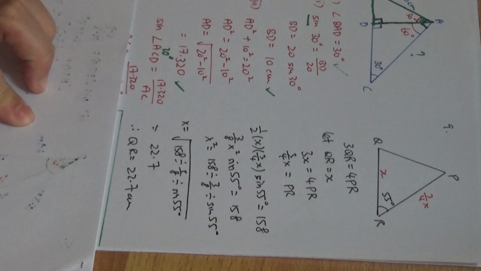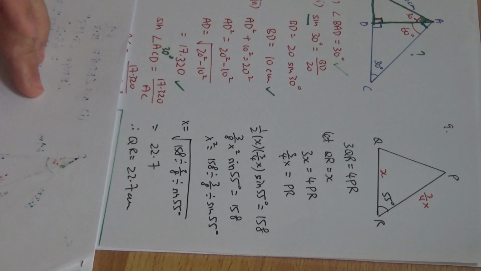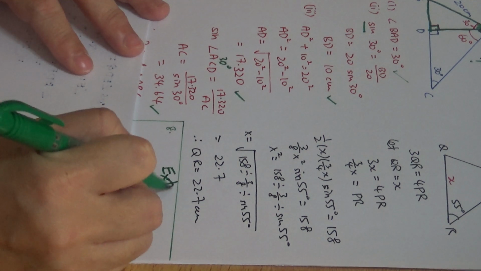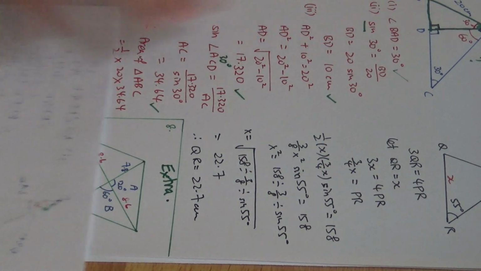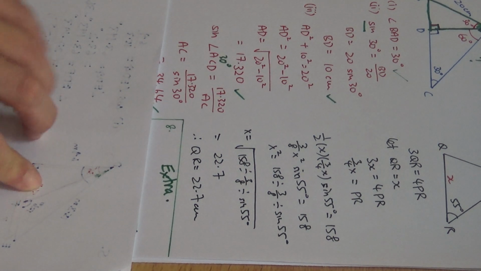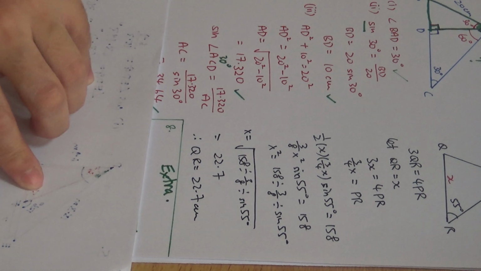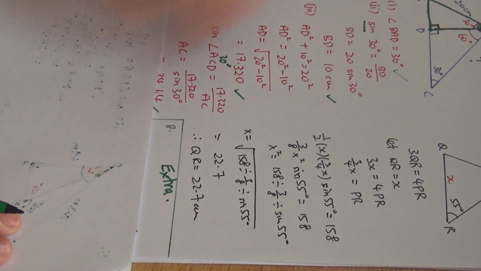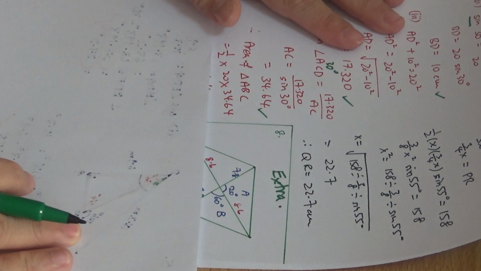Okay, now there is an extra question that I would like you to try in your notebook. I'm going to give you just some hints here. This is the extra question that I want you to try. Question number 8. Now the question did not give you a diagram. They say that the diagonals of a parallelogram have lengths 15.6 and 17.2 cm. They intersect at an angle of 120 degrees. Find the area of the parallelogram.